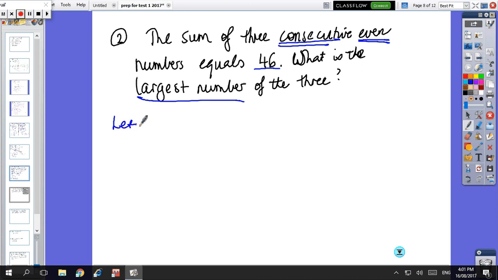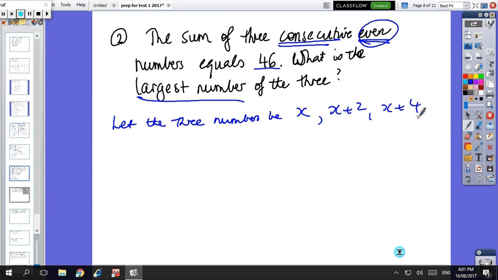Okay, let the 3 numbers be. The first number is x, and because they're not just consecutive numbers, they're consecutive evens, I've got to add 2 and then add another 2. So it's not going x plus 1, x plus 2, which would be consecutive numbers, but consecutive evens, you just got to add 2. So those numbers add up to, okay, the word sum means to add. So we've got x plus x plus 2 plus x plus 4 equals 46.